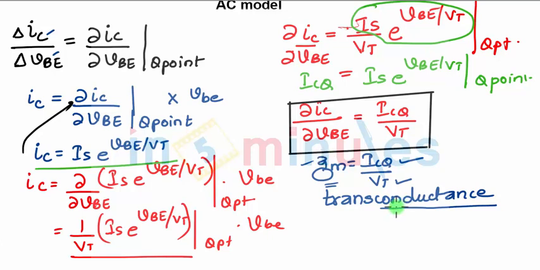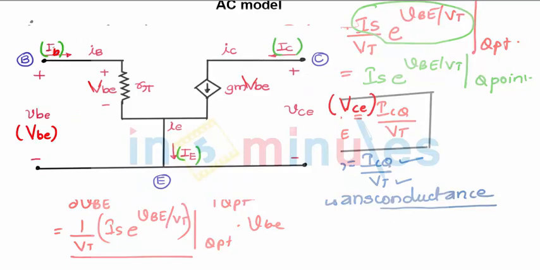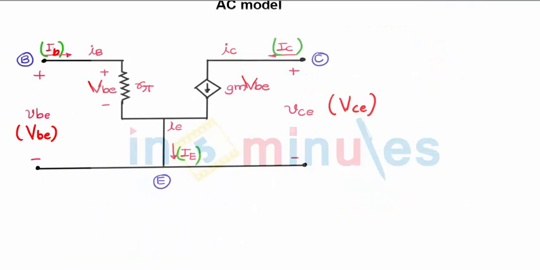Now what we have got? We have got Gm and R pi. Now how to draw the AC equivalent model? When you look over here, we have found the resistance R pi in the derivation. So it is between the base and emitter. You can see here V suffix small b small e, V suffix small b small e, right? This is pure AC values.